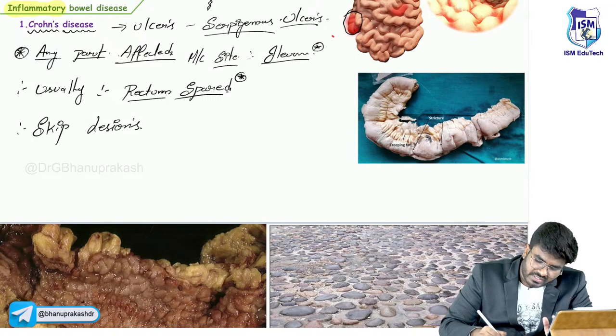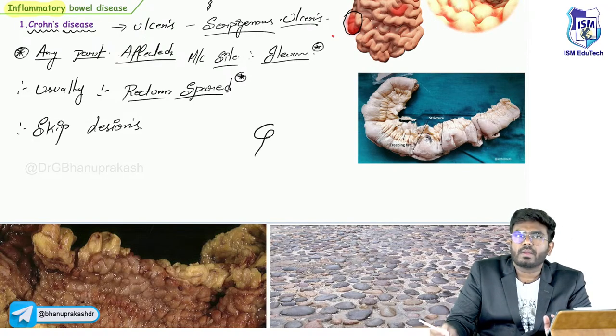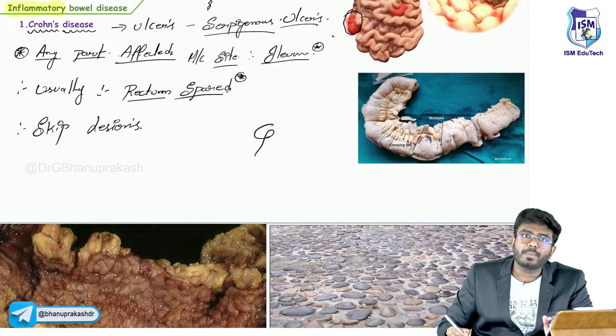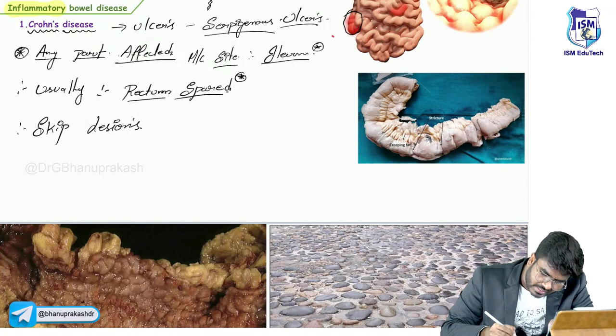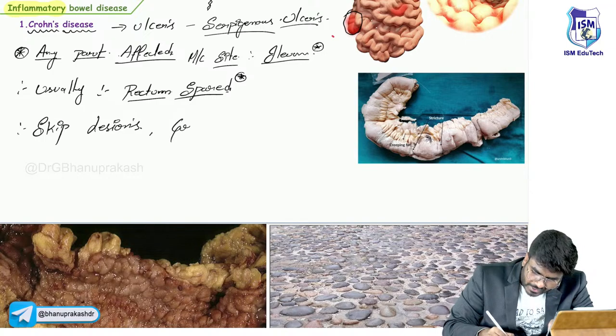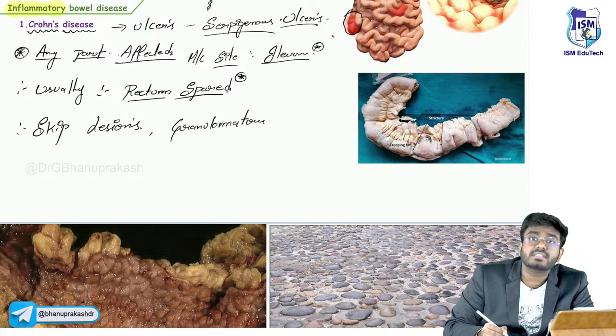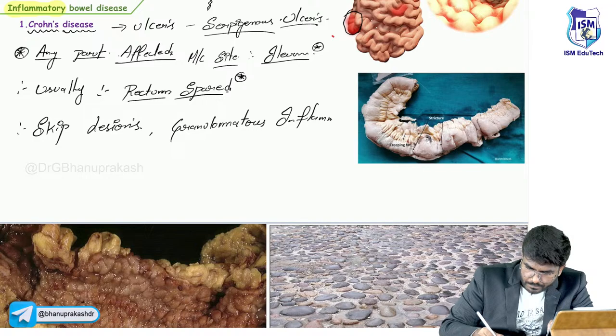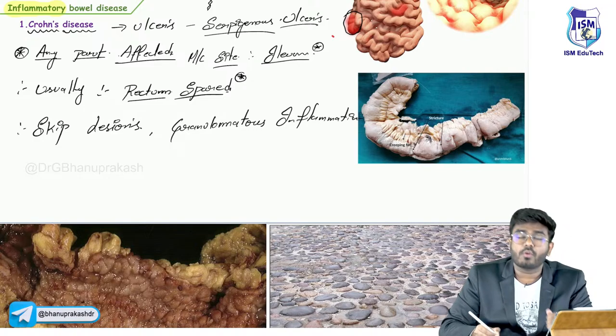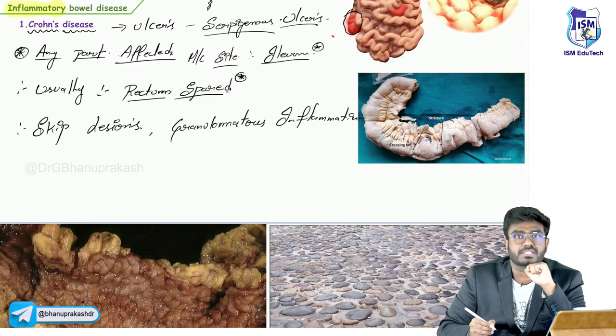See, Crohn's starts with a C, right? I used to make it like this, so C is becoming like G. So, remember, very, very important: Crohn's is an example of granulomatous inflammation, which means granulomas are going to be seen. Crohn's is an example of what? It's an example of granulomatous inflammation, sir, right?